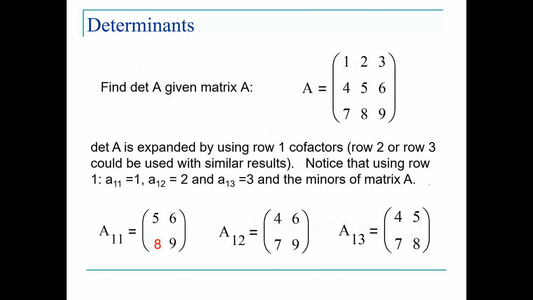So for this example, here we have a 3 by 3 matrix. Let's find the determinant of A given matrix A. The determinant of A is expanded by using row 1 cofactors. Row 2 or row 3 could be used with similar results, but in this case we use row 1 cofactors. Notice that using row 1, A11 equals 1, A12 equals 2, and A13 equals 3. The minor matrices are the following: for A11, 5, 6, 8, 9; for A12, 4, 6, 7, 9; and for A13, 4, 5, 7, 8.